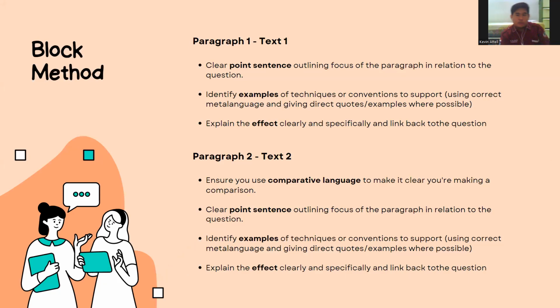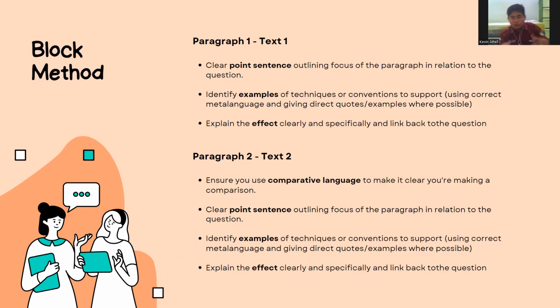When we are going to use the block method, in paragraph 1 of text 1, there are three key points that we have to remember. First one is a clear point sentence, outlining the focus of the paragraph in relation to the question. The second is to identify examples of techniques or conventions to support, using correct metalanguage and giving direct quotes where possible. The third is to explain the effect clearly and specifically and link back to the question.